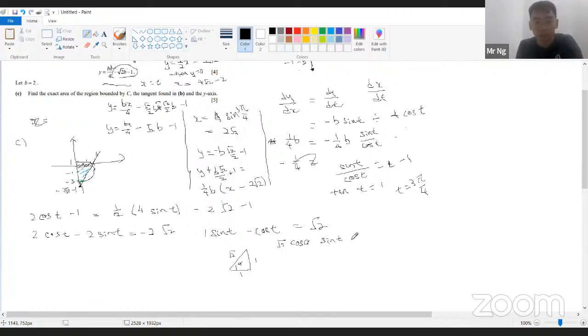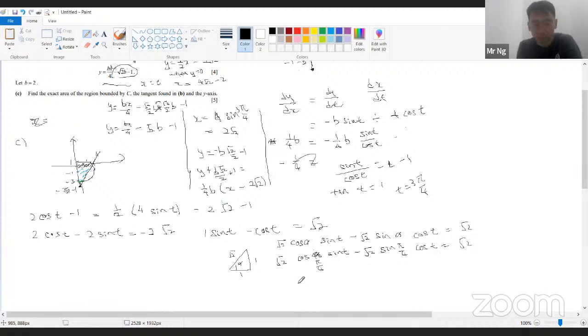Okay, now after that, minus square root 2 sine alpha, because this one is square root 2 sine alpha. Now that cosine t equals to square root 2. Okay, so square root 2 cosine 45 sine t minus square root 2 sine 45. But we don't use 45 here, right? We use pi over 4. Then pi over 4, then cosine t equals to square root 2.